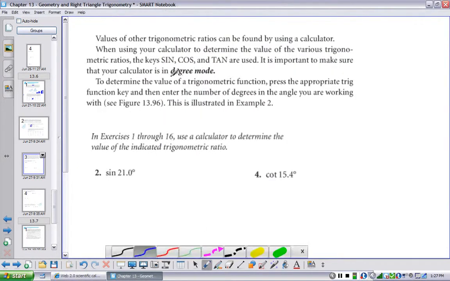Another thing you need to make sure is that your calculator is in degree mode. Now in higher level math we use radian mode, but here for this class we're going to use degree mode. You're going to see sine, cosine, and tangent on your calculator, but you won't see cosecant, secant, and cotangent. But you need to remember that those are reciprocal functions. 1 over sine is cosecant, so if you're asked to find cosecant, you can do 1 over sine and find that value. Okay.